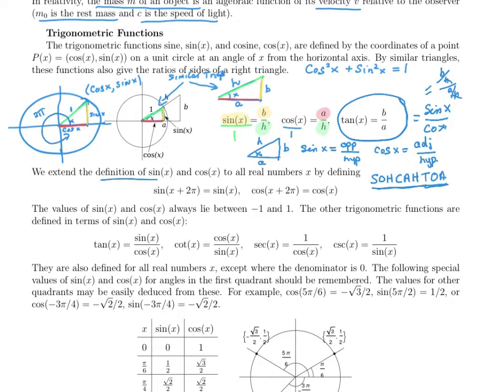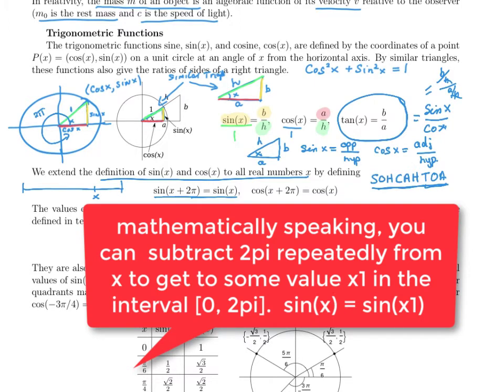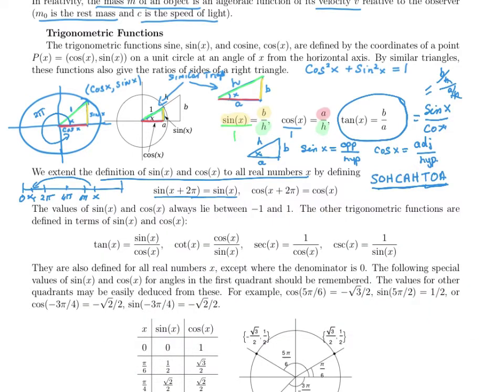And then we extend that definition to all real numbers by saying that whatever x is, sine of x plus 2 pi is always the same as sine of x. For any number x, you can always keep chopping bits of 2 pi from it to find something way back here in the interval from 0 to 2 pi with the same sine value. So for this one, if I subtract 6 pi from it, I get something between 0 and 2 pi, and the sine of x equals sine of x1 here.